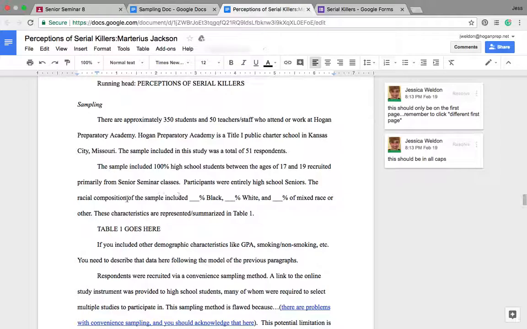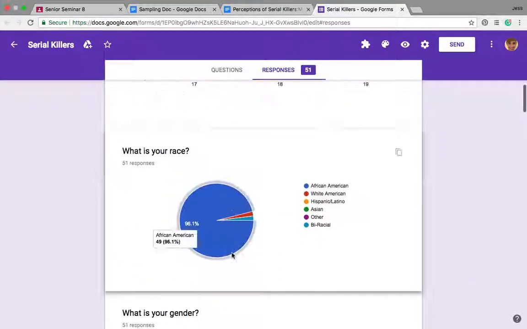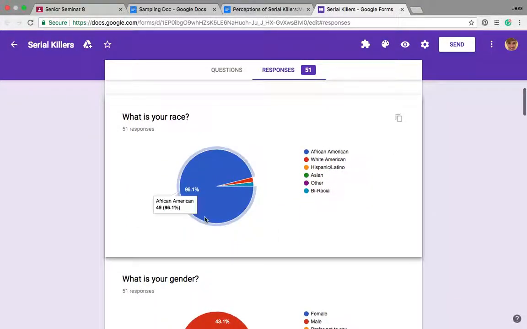Alright, participants were entirely high school seniors. The racial composition of the sample included blank percent black, so now I have to go to race. If you reported it on here as African American instead of black, that's fine. Or if you said black/African American or African American/black, that's fine. Just make sure that the language you're using in your report is consistent with the language that you're using in your study. And make sure it's consistent in the appendix, and make sure it's consistent in the verbiage that you're using, the language that you're using when you're reporting it.